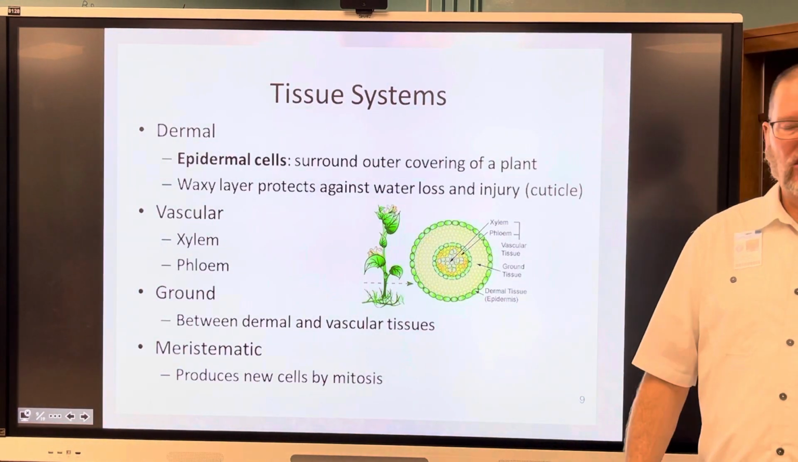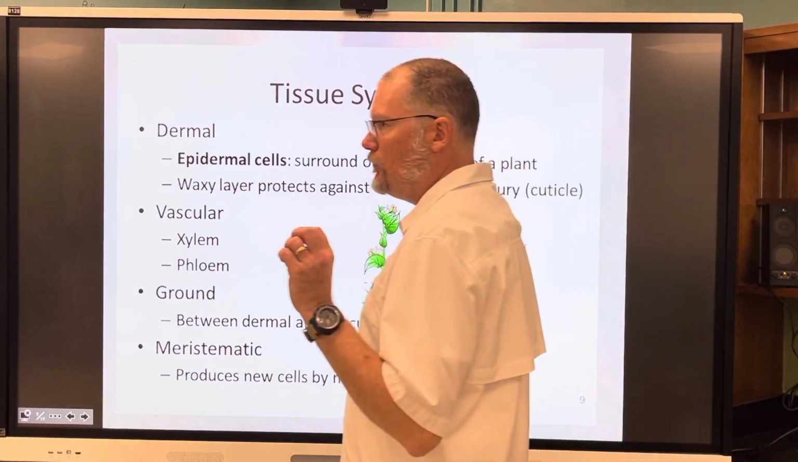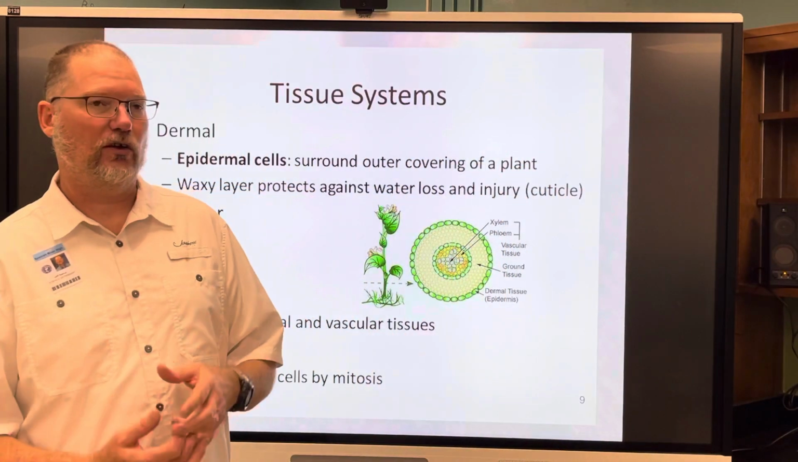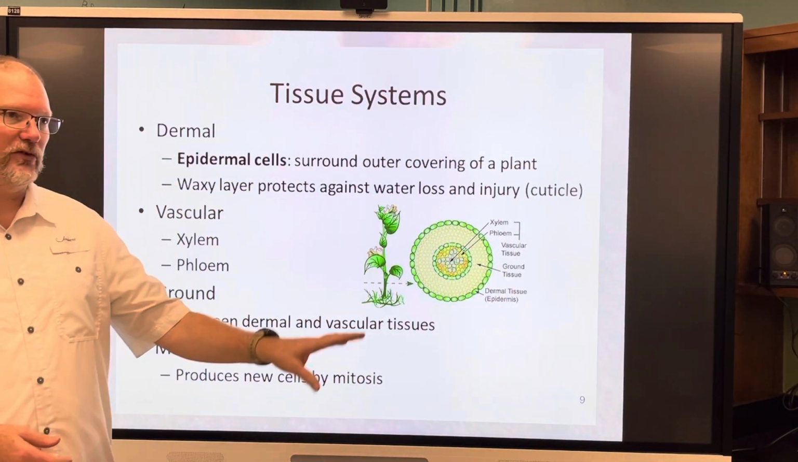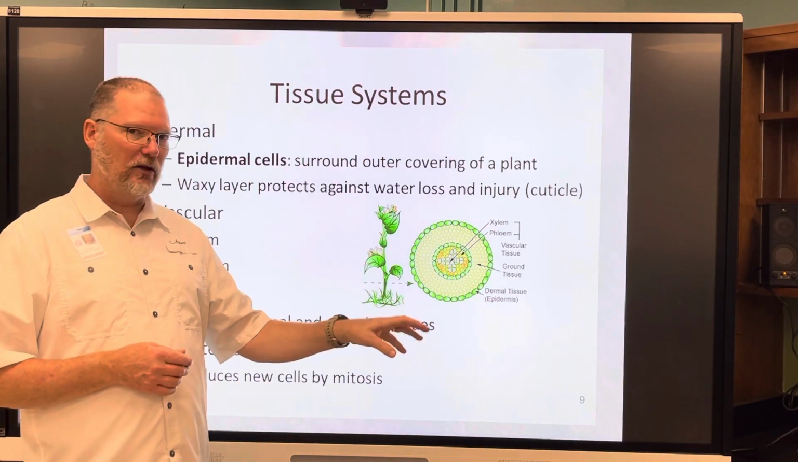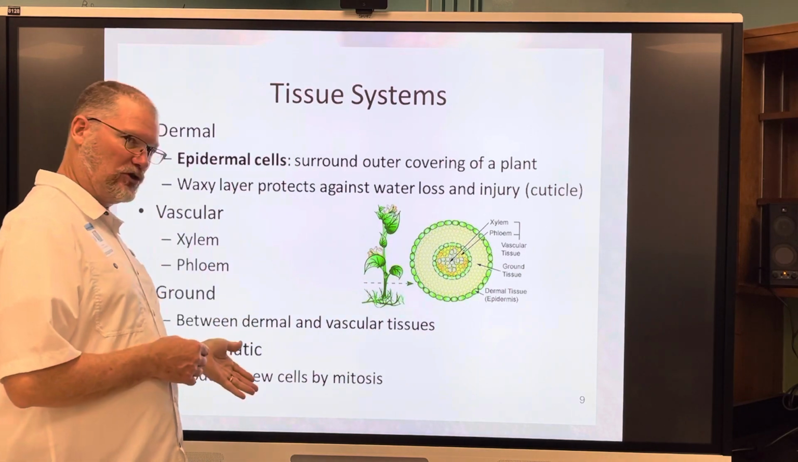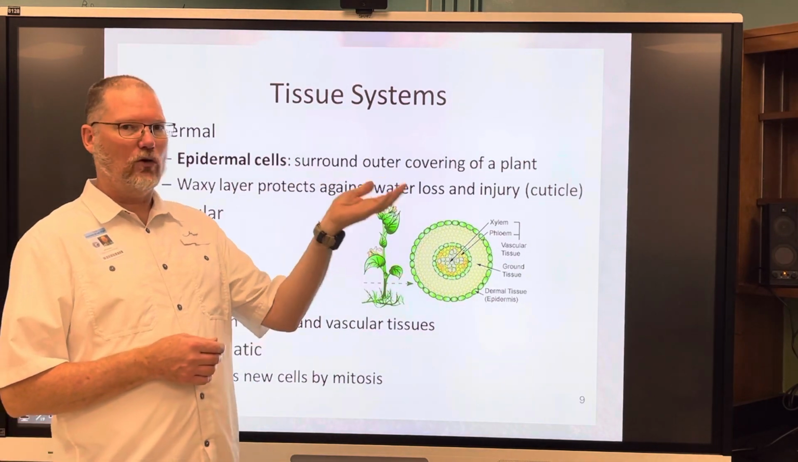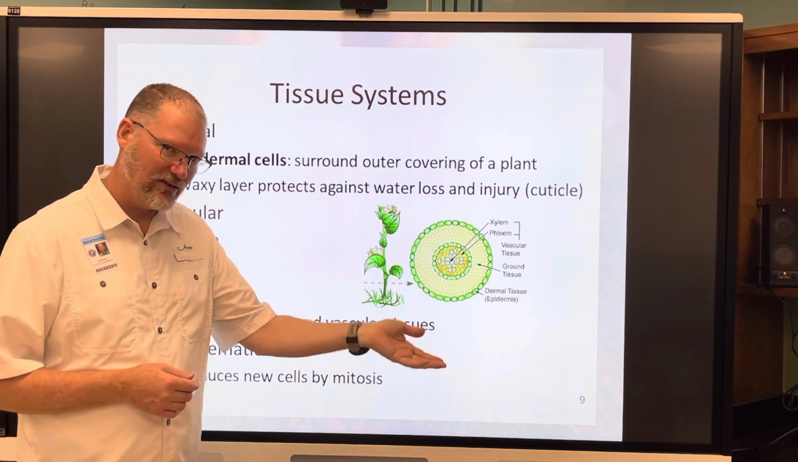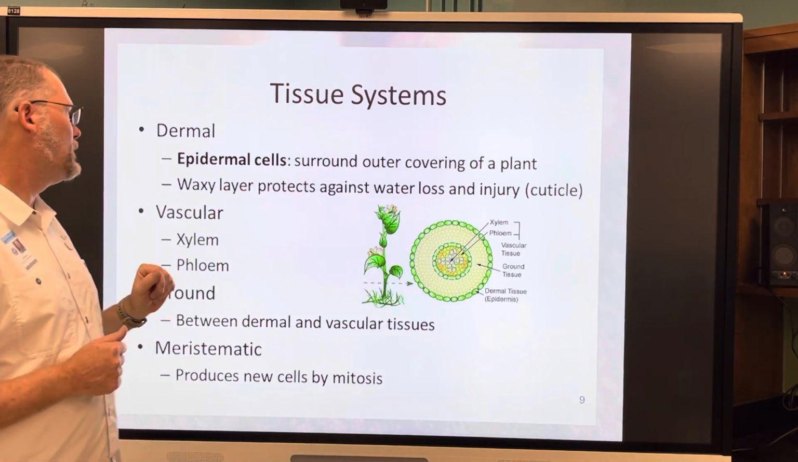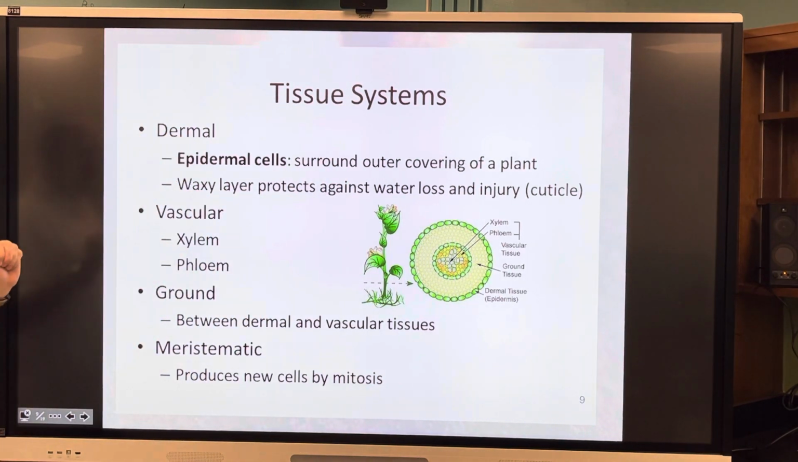So there are different tissues in plants, just like there are different tissues in us. Remember the levels of organization? It was organelles, cells, tissues, and then organs, and then organ systems, and then an organism. That was from the last unit. So these are the plant tissues.